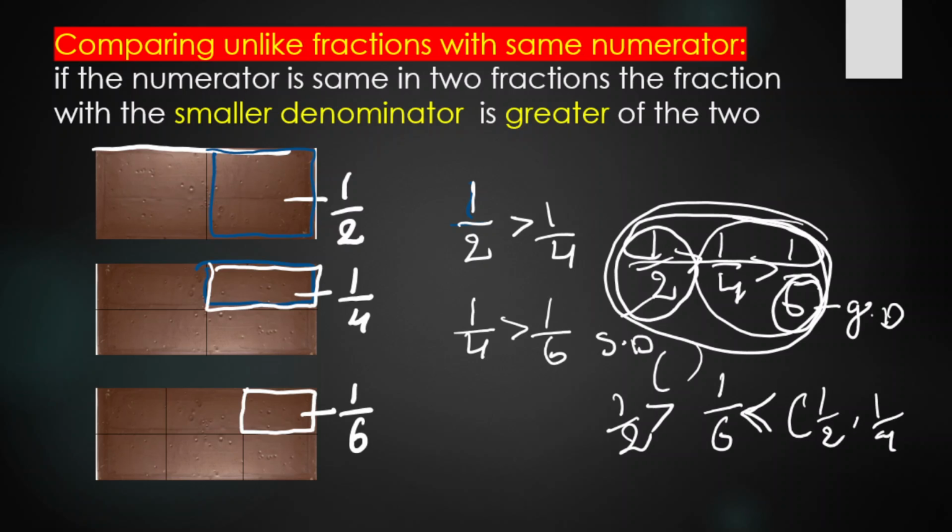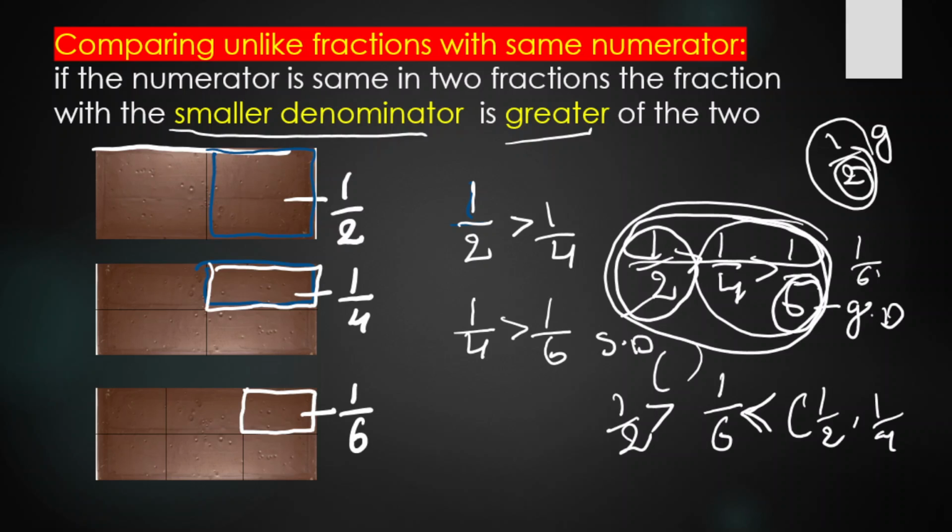So from this we can say that in the comparison of unlike fractions with the same numerator, the smaller denominator is the greater value. Here 1 by 2 has the smaller denominator, so it is the greater value and the greater denominator is the smaller value. So here 1 by 6 has the greater denominator and it is the smaller value.